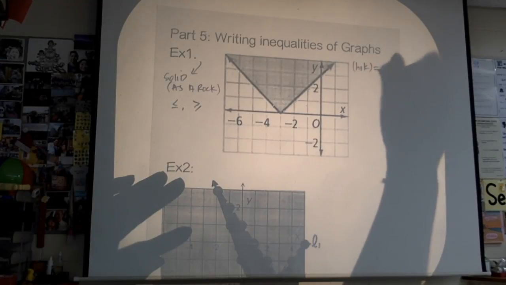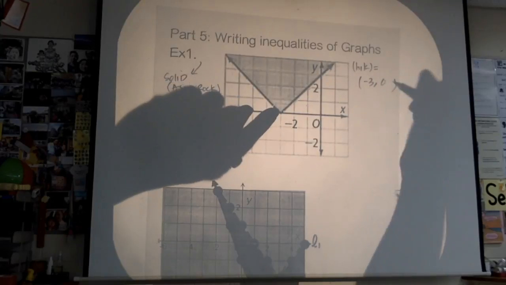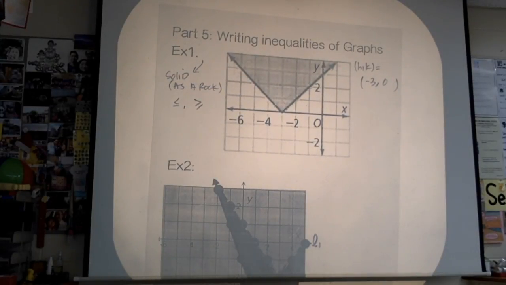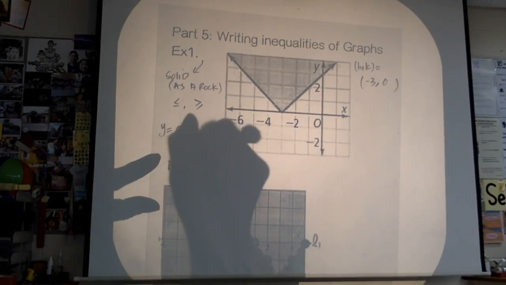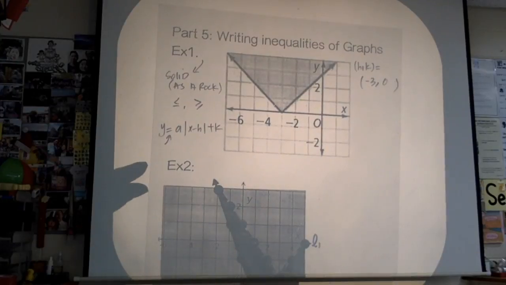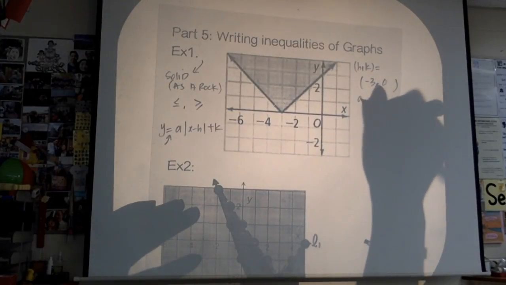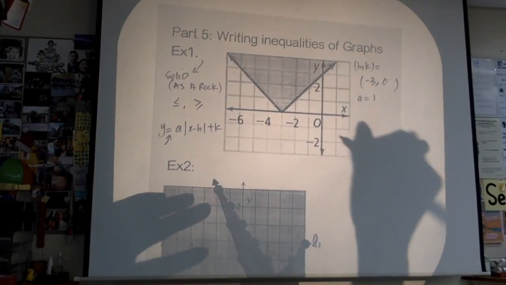What is your vertex? You're right, I heard you: -3, 0. And let's do our a. You know how we have our equation y equals a times the absolute value of x minus h, plus k. But remember, this is going to change, right? Because it's an inequality. Now, what is our a? Our a looks like it's up 1, right 1, up 1, right 1. So it's just 1. So let's write the inequality.